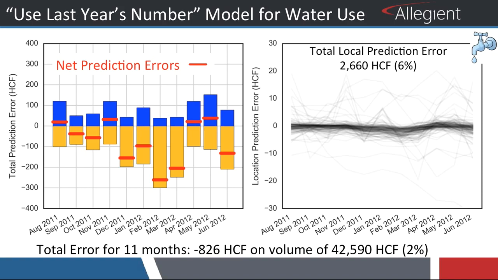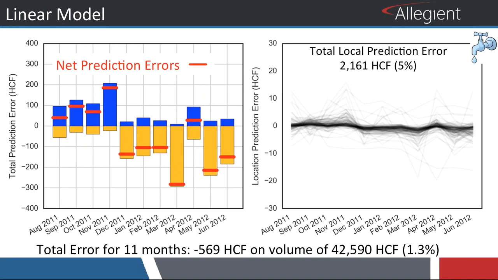So this gives me an idea of what the redistribution load would be. And again, it's only about 6% of the total volume for all of the zip codes for the water. This is a baseline. This is a very simple model, it doesn't require machine learning, doesn't require computers, you just look at last year's number and move forward with that.